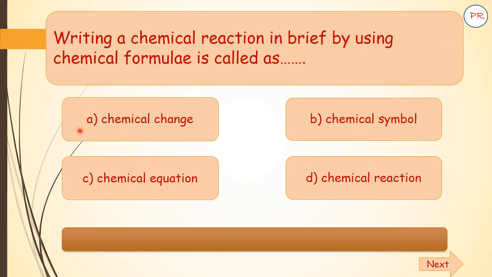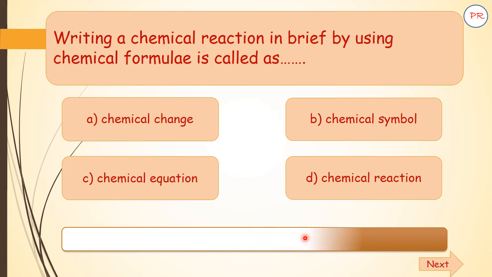Writing a chemical reaction in brief by using chemical formulae is called as A. Chemical change, B. Chemical symbol, C. Chemical equation, D. Chemical reaction. Here is your time. The correct answer is C. Chemical equation.